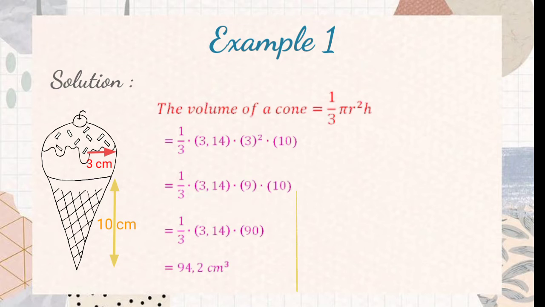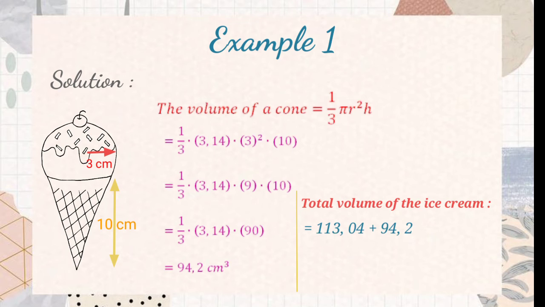Lastly, we add the volume of ice cream on top and the volume of the cone. We get 113.04 plus 94.2. So, the total volume of the ice cream is 207.24 centimeters cubed. To understand more, let's look at example 2.